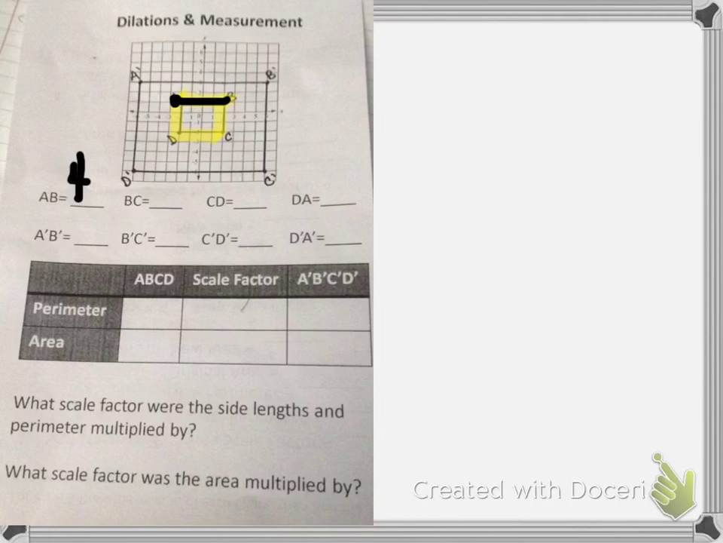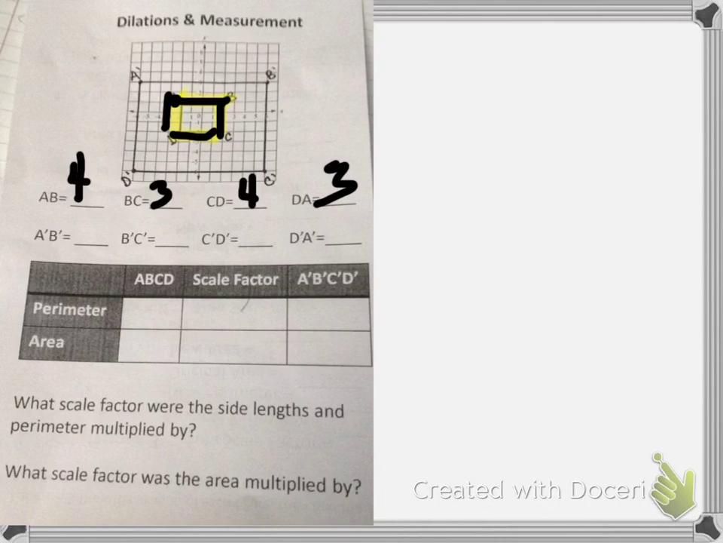Alright, next you need to count how many units is BC. If you look and count the squares, you should get an answer of 3. Next, you should count how much is DC. From D to C, you should count 4 units. And then the last one is D to A. If you count those, you should get 3 units again.